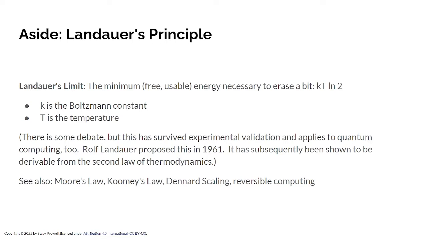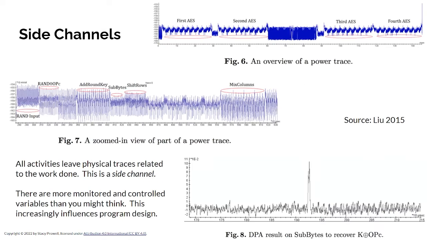It applies to quantum computing as well, and even though this was proposed in 1961, it took a long time to sort of work its way through the process, and it turns out that this has been shown now to be derivable from the second law of thermodynamics. And that's a good guess as to why there's a log in there. So you can also look at Moore's law, Koomey's law, Dennard scaling, reversible computing, and so on. But basically, everything you do on a computer has a physicality to it.